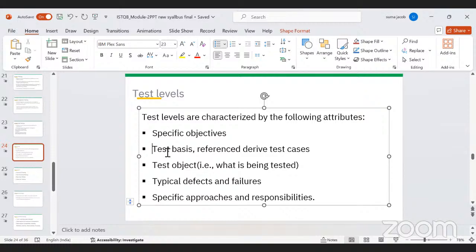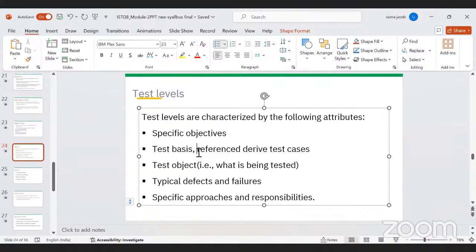And the test basis is a source of information, or the basis on which we are preparing the test cases. So reference to derive test cases: whatever we reference to derive the test cases, that is a test basis. The test basis for component testing would not be the test basis for acceptance testing.